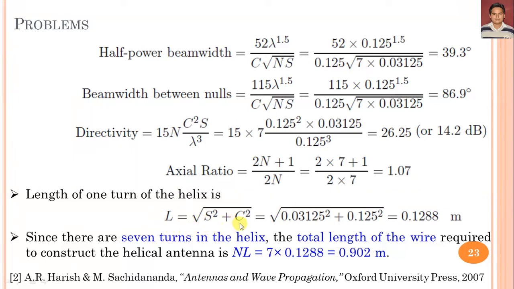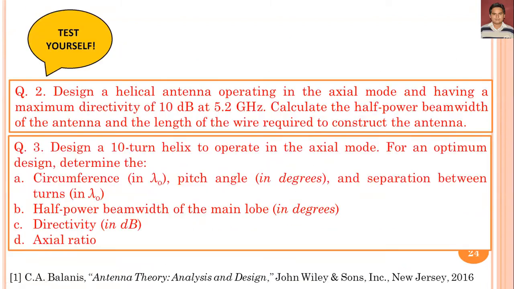which is equal to the root of S squared plus C squared, which is equal to 0.1288 meter. Since there are 7 turns in the helix, the total length of the wire required is N times L, where N is the number of turns and L is the length of one turn of the helix. In that case, the total length N times L is equal to 7 times 0.1288, which equals 0.902 meter. So we can see how to solve a problem based on the helical antenna. This is the design procedure used in this problem to design a helical antenna operating in an axial mode.